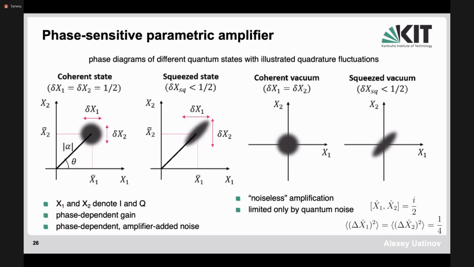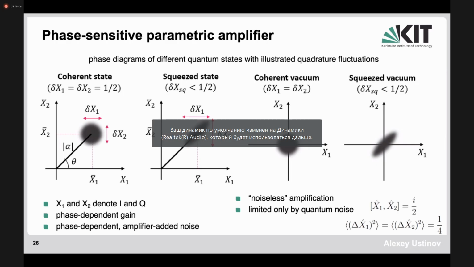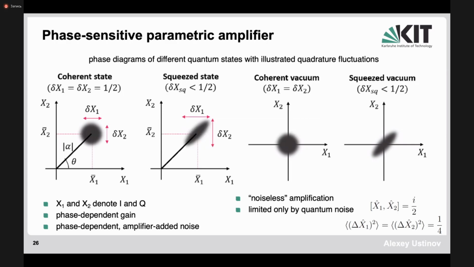But however, one can make a phase-dependent gain, and then at the price of the amplifier adding noise in the other quadrature. So one can reduce noise in one quadrature and then get larger noise in the other. And in this case, one basically can generate the amplification at the quantum limit. So by choosing the squeezing in a particular direction of IQ.